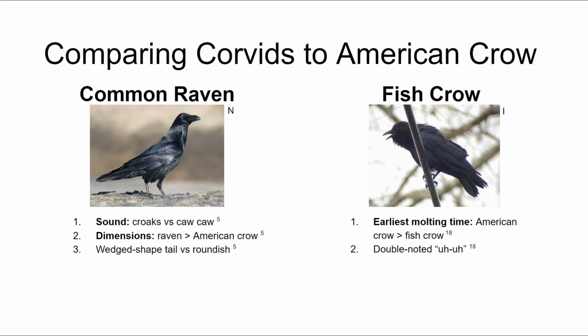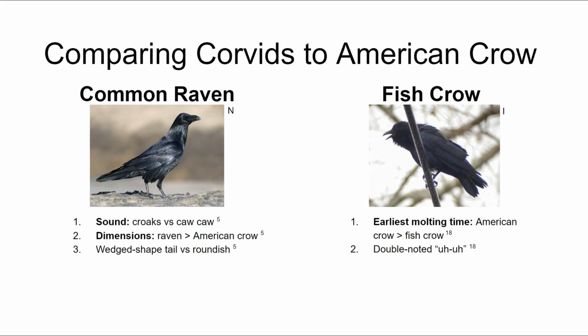The raven's length is 24 inches or 61 centimeters. Its wingspan is 53 inches or 134.6 centimeters, and its weight is 2.6 pounds or 1,200 grams. Finally, the common raven's tail feathers look wedge-shaped rather than the roundish shape the crow's tail feathers have.